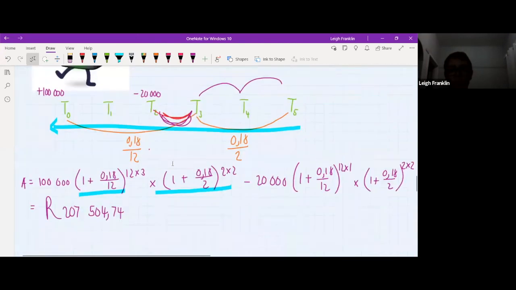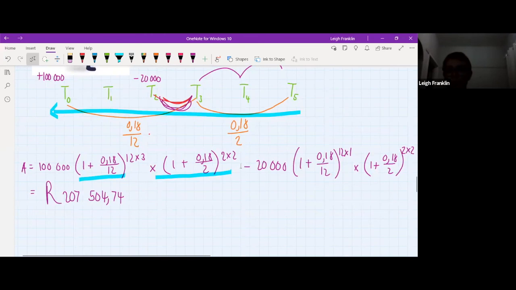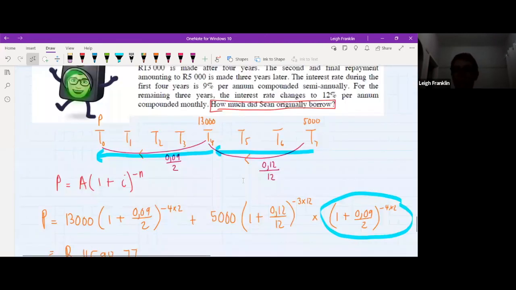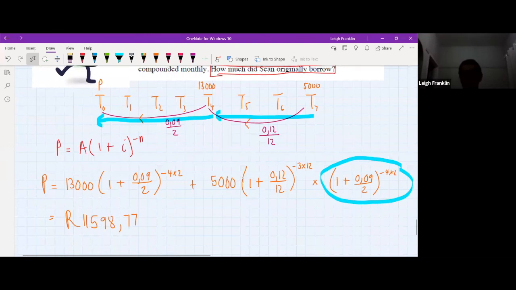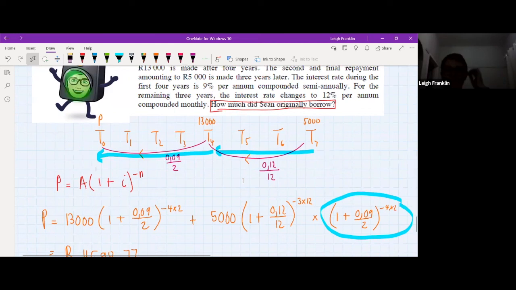So if you can understand why this has 2 brackets going forwards, it makes sense why if we're working in reverse, we would have to have 2 brackets going backwards. Because remember, we're trying to calculate the total amount of money that Sean originally borrowed. So if he repaid first 13,000 and then 5,000 at the end, the 5,000 at the end would also have had to accumulate interest at that beginning in those first four years.